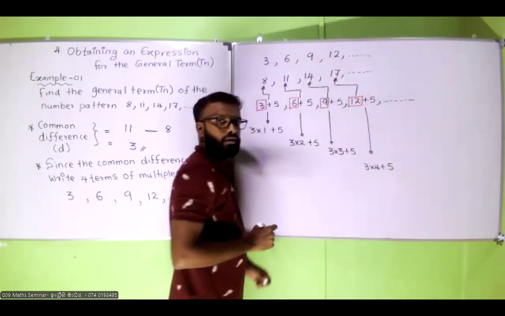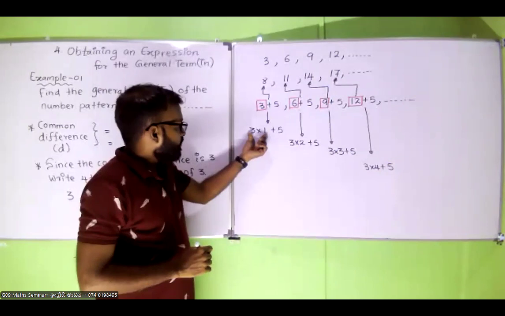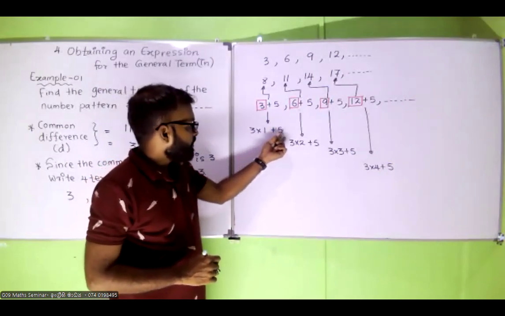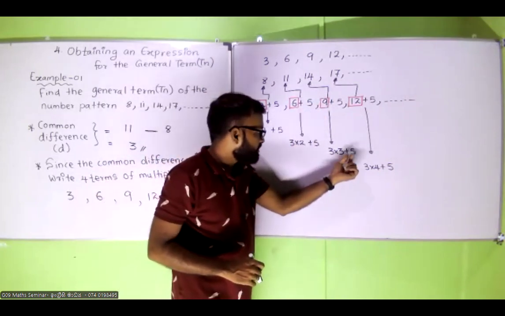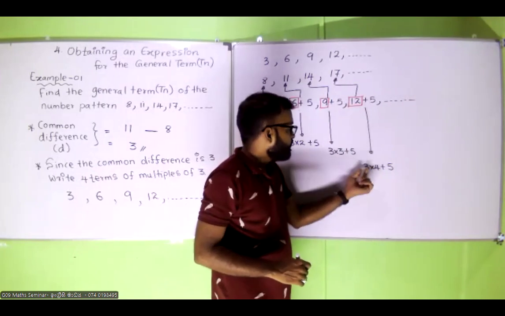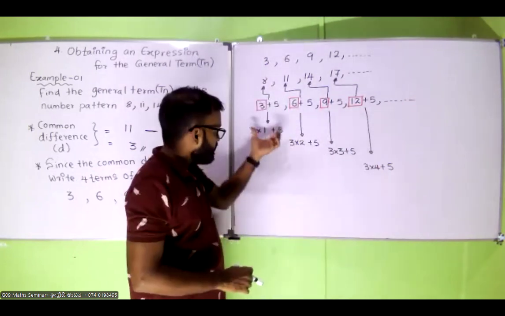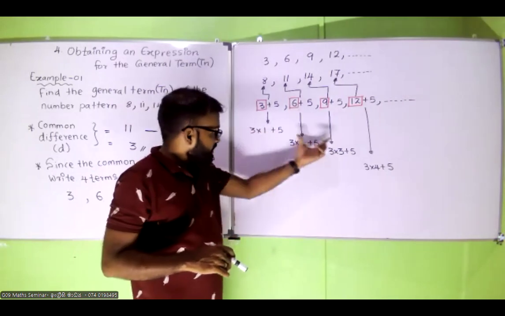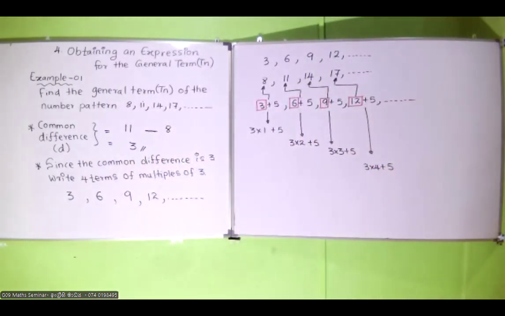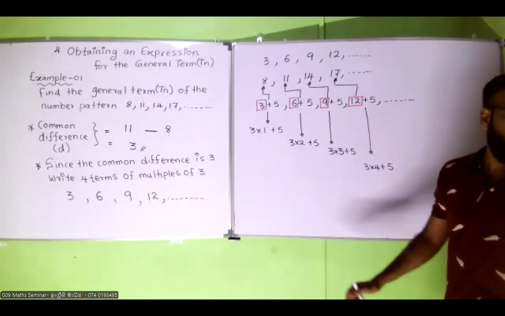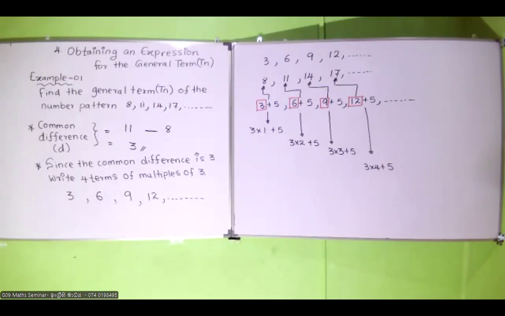And so on. First term, 3 times 1 plus 5. Second term, 3 times 2 plus 5. Third term, 3 times 3 plus 5. Fourth term, 3 times 4 plus 5. Please write this in this way. Write this and let me know. Send me 'done' when finished.